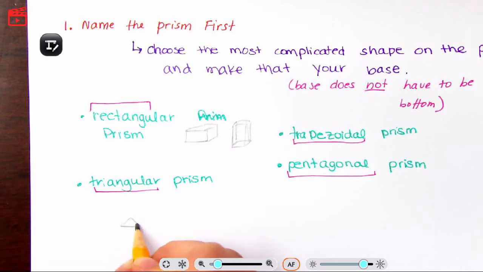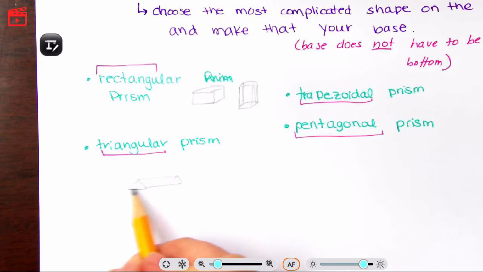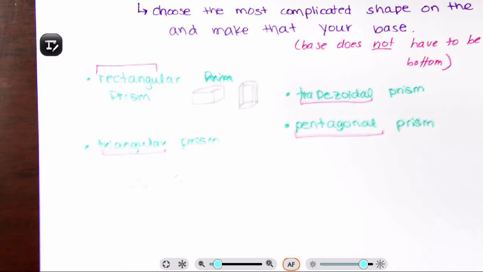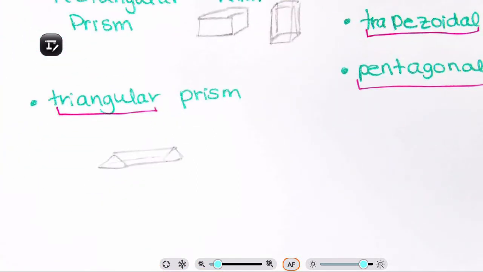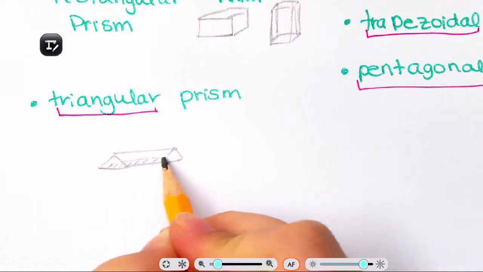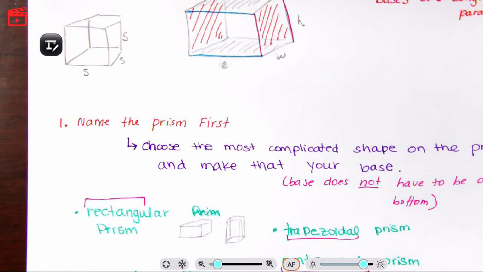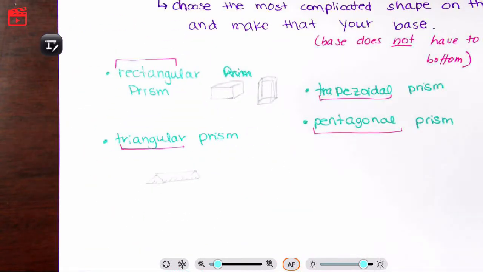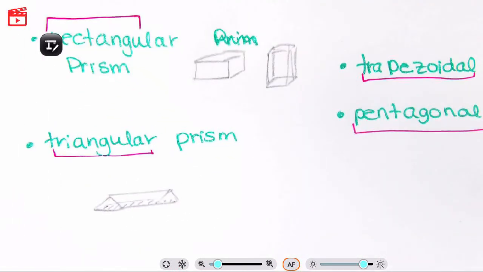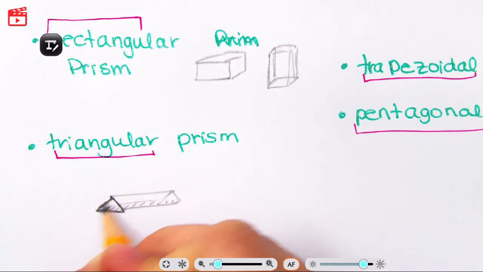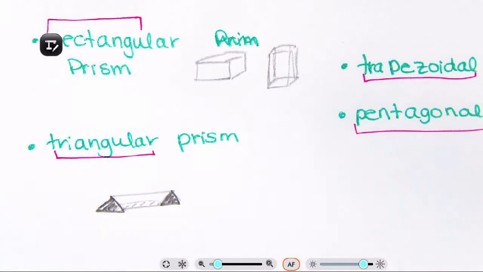Triangular prism, again, you can have it lie flat this way. So notice on a triangular prism, you have a rectangle on the bottom. Let me zoom in just a little bit. My drawing's not perfect. But you have this rectangle on the bottom. That is not your base. Go to number 1. Number 1 says choose the most complicated shape on the prism and make that your base. So a rectangle is not as complicated as a triangle. A triangle is more complicated.